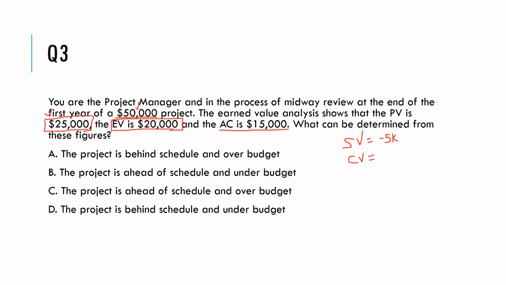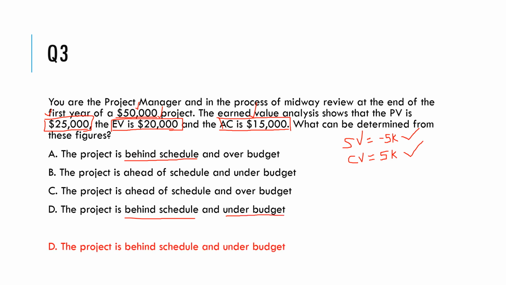Let's find out CV. The formula for CV is EV minus AC. So EV is here and AC is here. 20,000 minus 15,000, which means the value of CV is positive 5,000. Now, what do you understand out of these two values? The SV, since it is negative, says that you are behind schedule. So the answer could be either A or D, because clearly you are behind schedule here. The CV, which is a positive value, means you are under budget. So the correct answer should be D, which says the project is behind schedule and it is under budget. Let's move on.